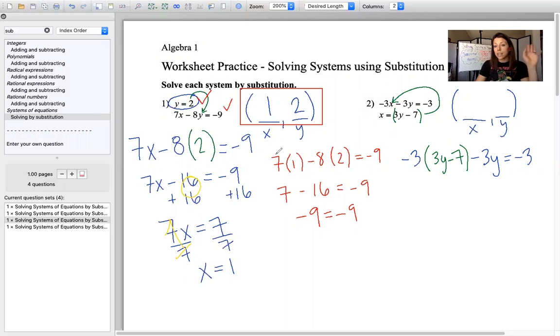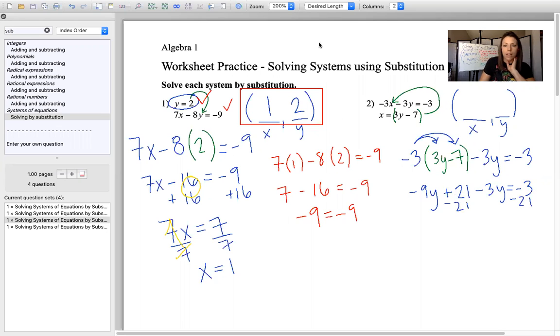Now, this is the same idea as over here in the first one. Here I was solving for a value of x. Here I'm going to solve for a value of y. To do that, I first have to distribute. Negative 3 times 3y is negative 9y, and negative 3 times negative 7 becomes positive 21. Bring down the rest of the equation. Then I can either subtract the 21 or combine like terms. I'm going to go ahead and get that 21 out of there.